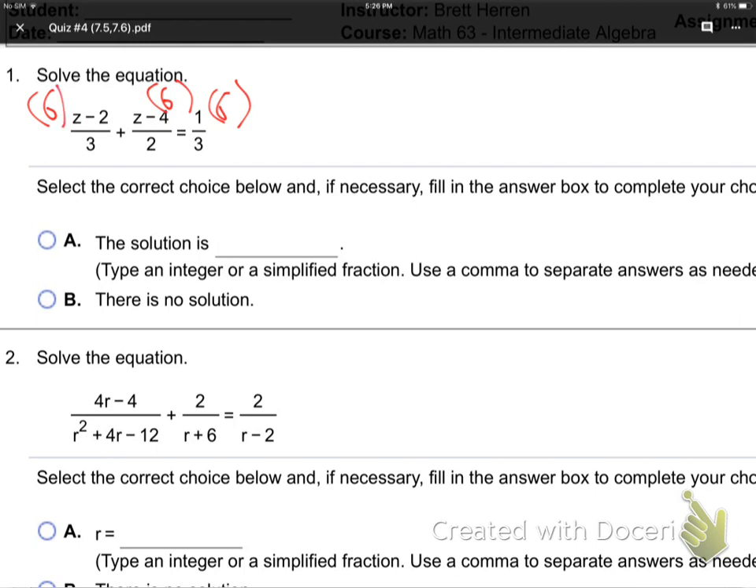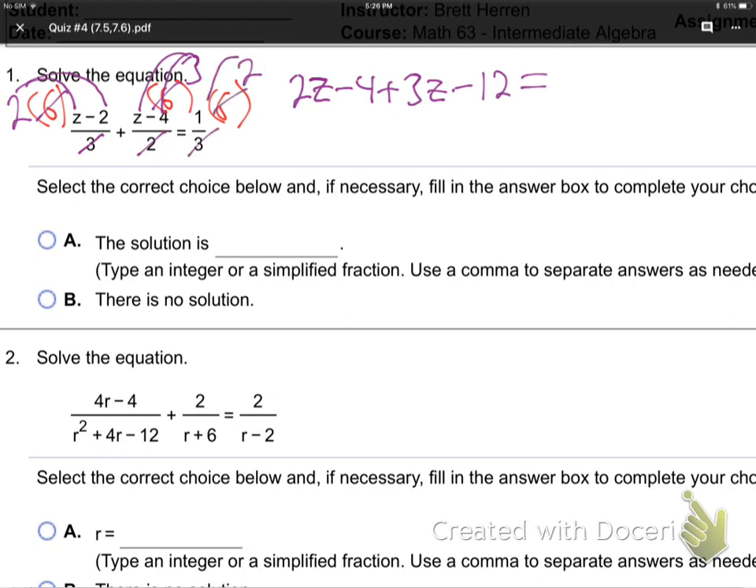Now, what do we do from here? We cross cancel. 3 goes into 6 2 times, and that 2 multiplies what's left over. 2z minus 4. And then 2 goes into 6 3 times, and that 3 multiplies, plus 3z minus 12 equals 3 goes into 6 2 times. 2 times 1 is 2. So you see we cross cancel and multiply what's left over. 2z and 3z, 5z minus 16 is 2.